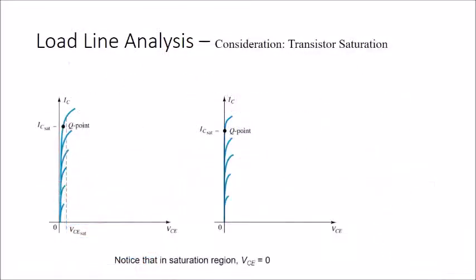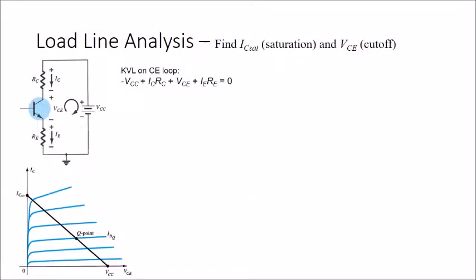We go to the analysis. We need to know about the considerations. For transistor saturation, the value of VCE actually is very small. I can say it's nearly equal to 0. So to make our analysis easier, we just assume that VCE starts from zero. So VCE for the saturation region is always 0 volt.